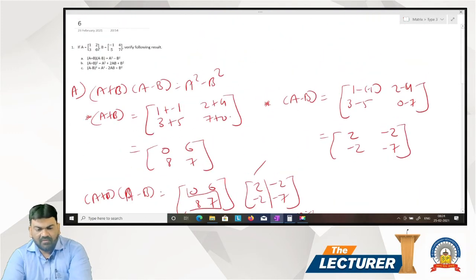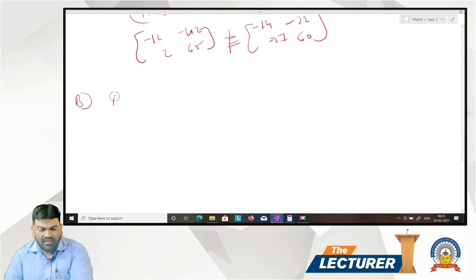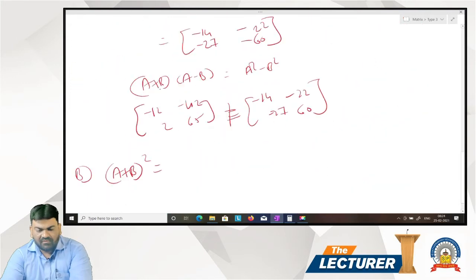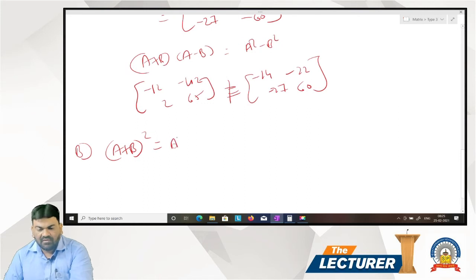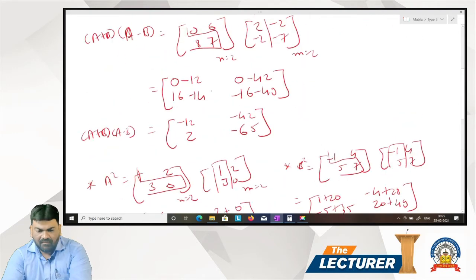Second one, A plus B whole square is equal to A square plus 2AB plus B square. First A plus B whole square, left hand side. We have A plus B.